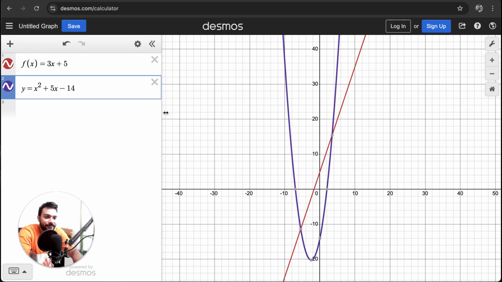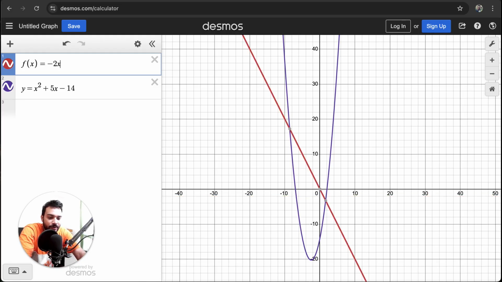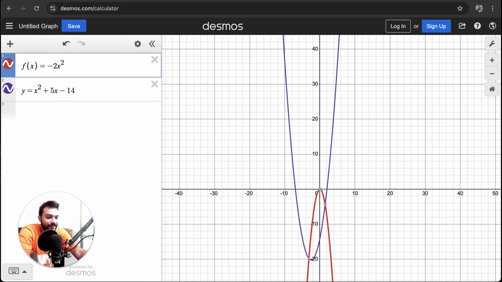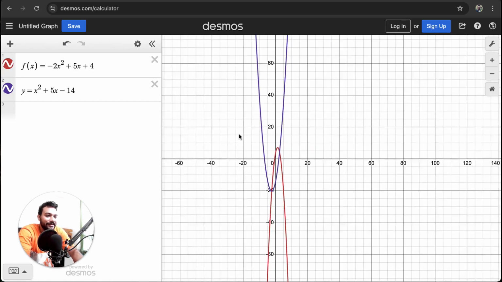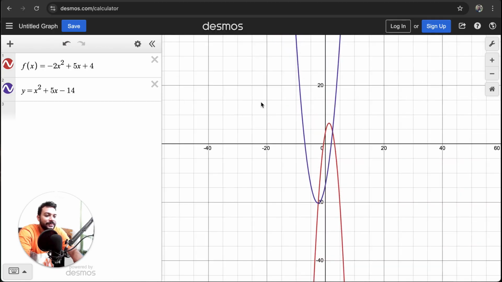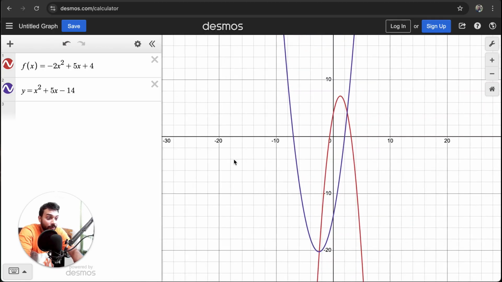Quadratic with linear. We can even do quadratic with quadratic. Let's try that. So the first quadratic that I've written, x squared plus 5x, there's a parabola opening upwards, as you can see. Let's take a parabola opening downwards. Negative 2x squared plus 5x minus 12 or minus 19. No, let's do a plus 4. Okay, see the two quadratics, they're intersecting. They would be intersecting at 2 points. We can see the coordinates of each.